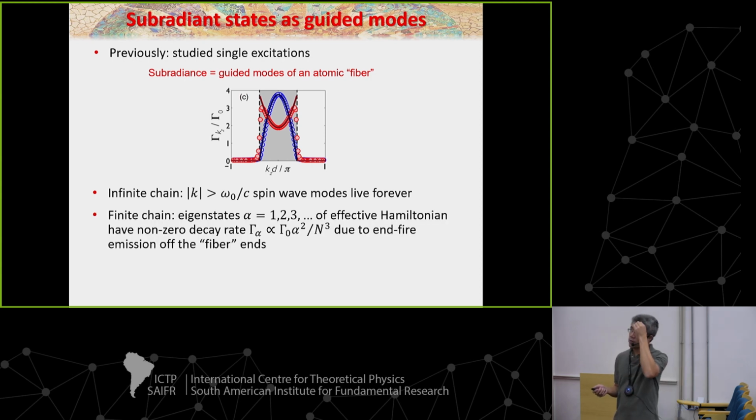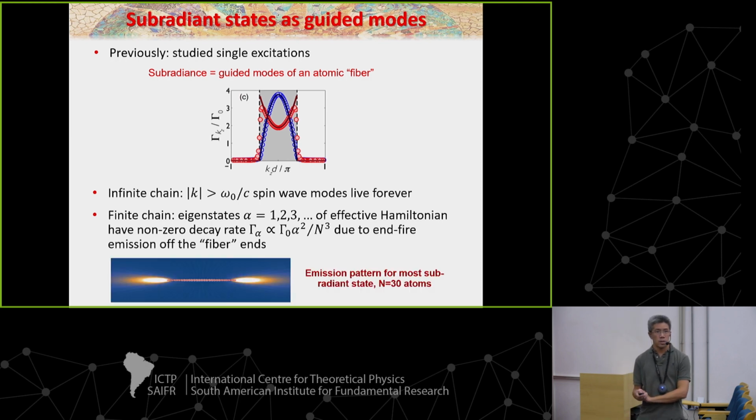Again, remember that if we now go to a finite size system, numerically what we see is that the decay rates of the longest lived subradiant states scale like 1 over the number of atoms to the 3rd power. If you index the eigenstates by 1, 2, 3 in order of increasing decay rate, then the most subradiant state would have a decay rate 1 over N cubed. The second most subradiant state would have a decay rate 4 over N cubed, and so on.